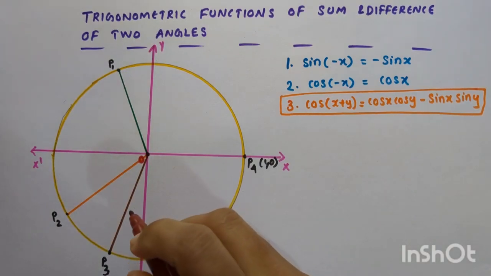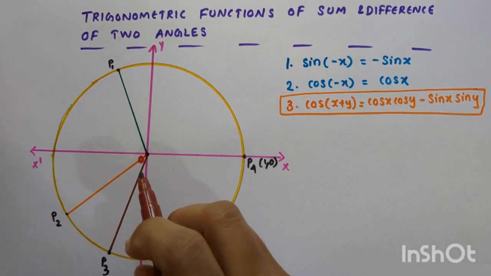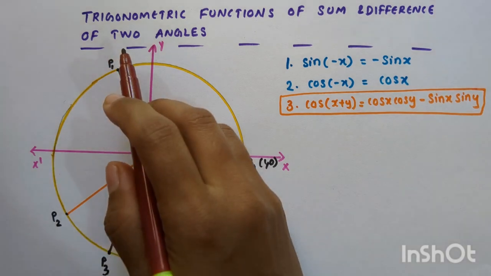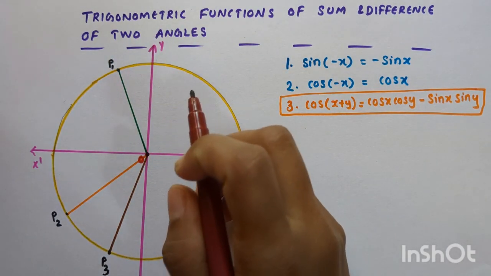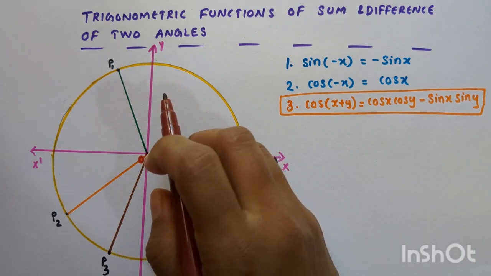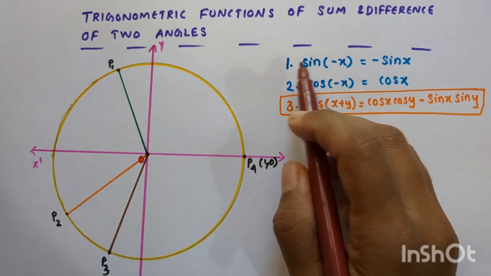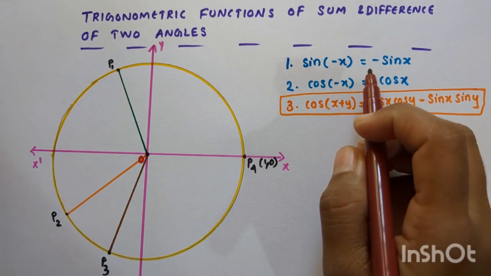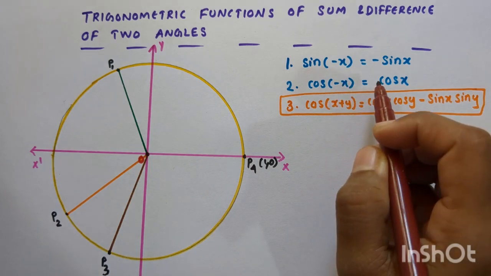Hello everyone. In this video, we are going to discuss the proof of trigonometric identities, which comes under the topic trigonometric functions of sum and difference of two angles, from Chapter 3 Trigonometric Functions, Class 11 Maths. We have already discussed the first two trigonometric identities. The first one is sine of minus x is equal to minus sine x, and the second one is cos of minus x is equal to cos x.